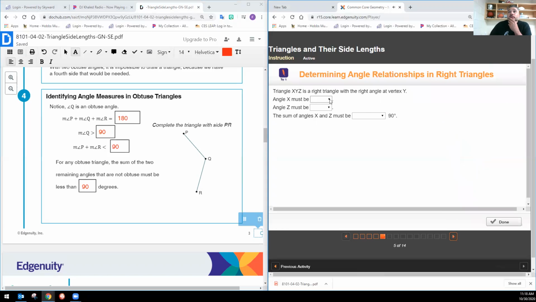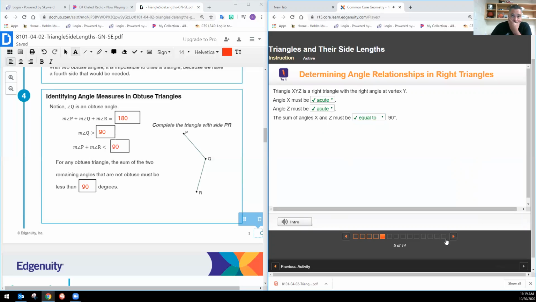Determine the angle relationships within triangle XYZ. Okay, so the vertex is Y, which means the right angle is at vertex Y. So X must be acute, Z must be acute, and the sum of the angles must be 90 for the other two, because it's a right triangle. So that means the other 2 angles have to equal 90. That's what it would have to be.